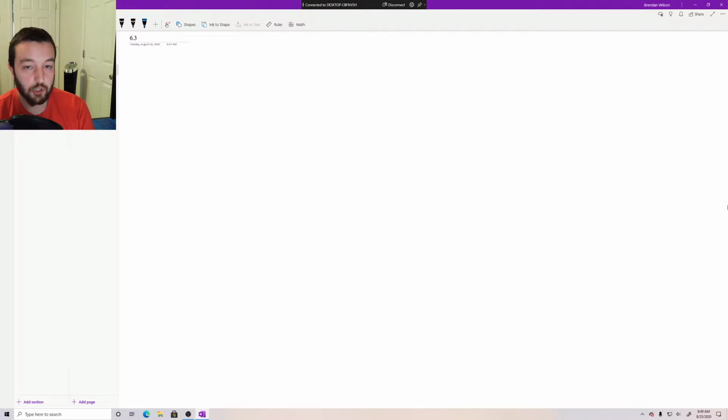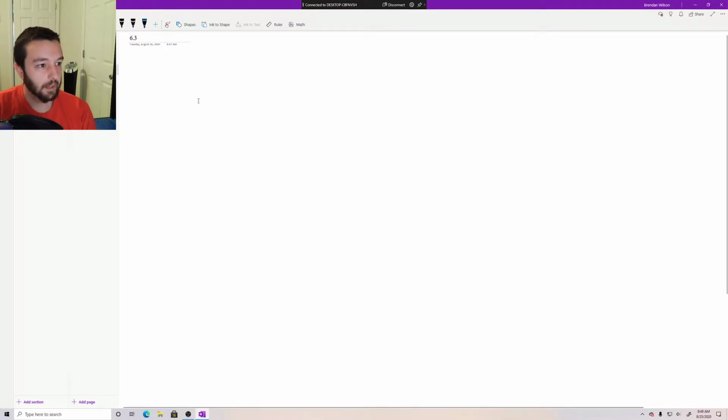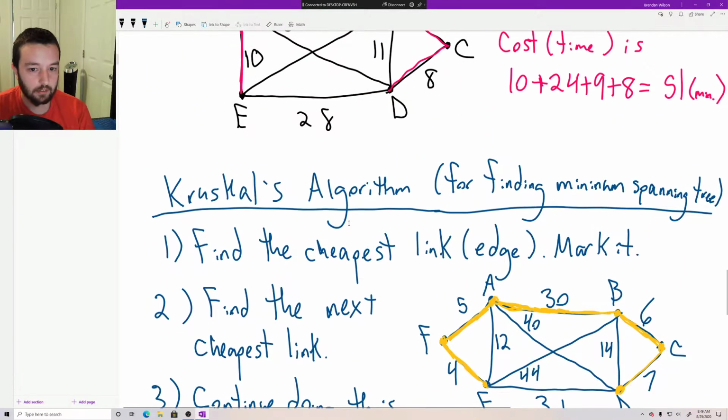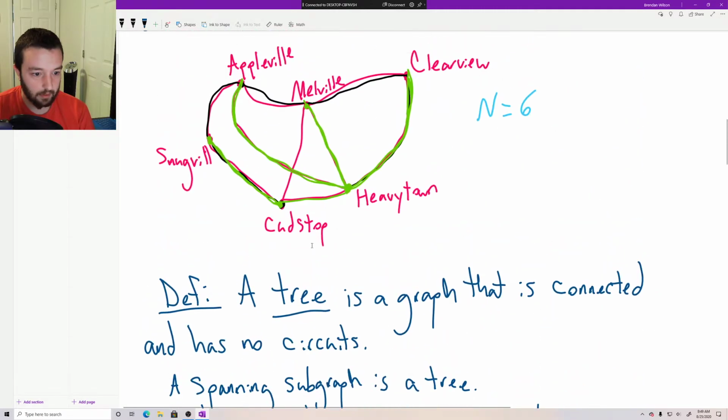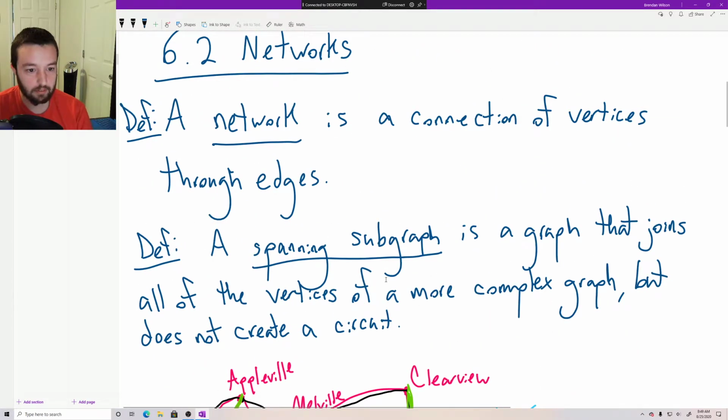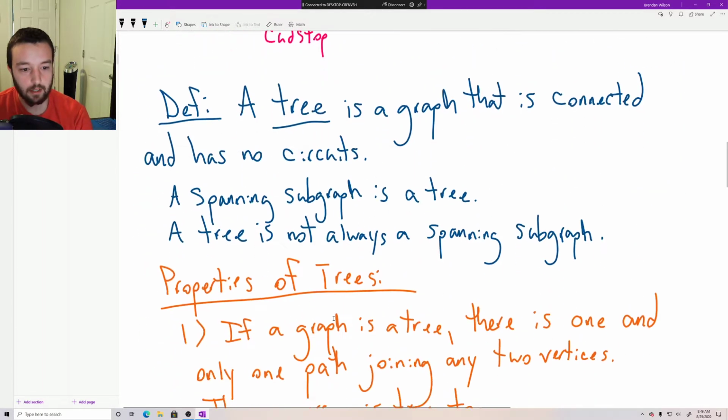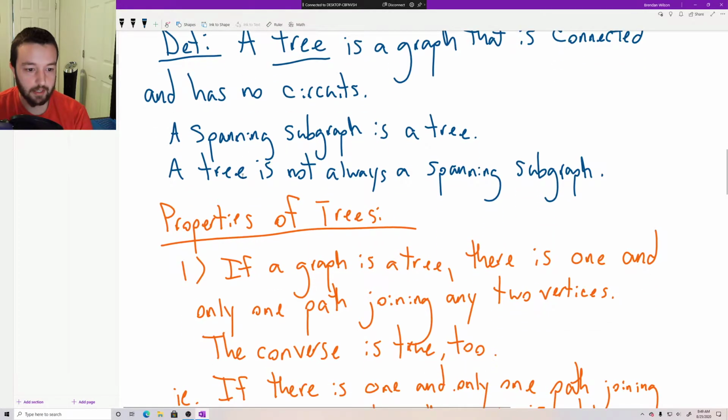Then we talked about trees, and here I'll go back over to it for a second. Here's the tree, but here's the spanning subgraph. We first just talked about a spanning subgraph, and then later we talked about the minimum spanning tree. The spanning subgraph was one where you touch all of the vertices basically, and you're not forming a circuit. A tree is a graph that is connected with no circuit. So both of these, you are not touching any circuit.